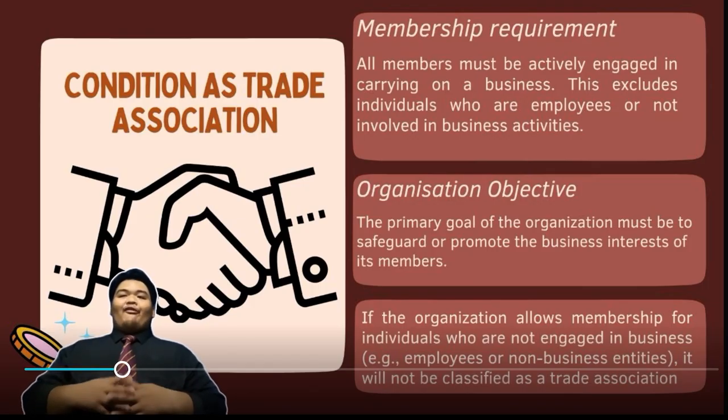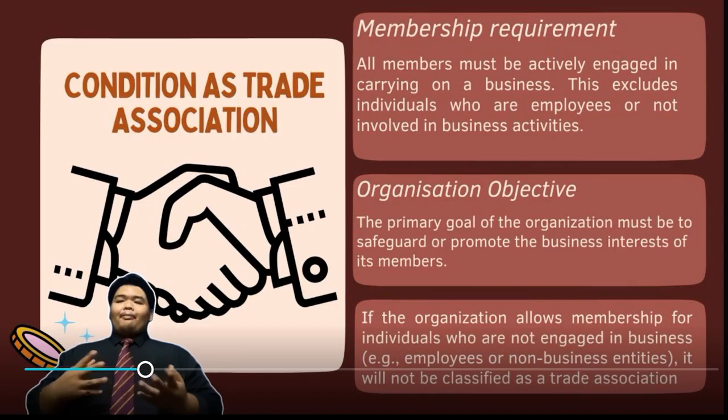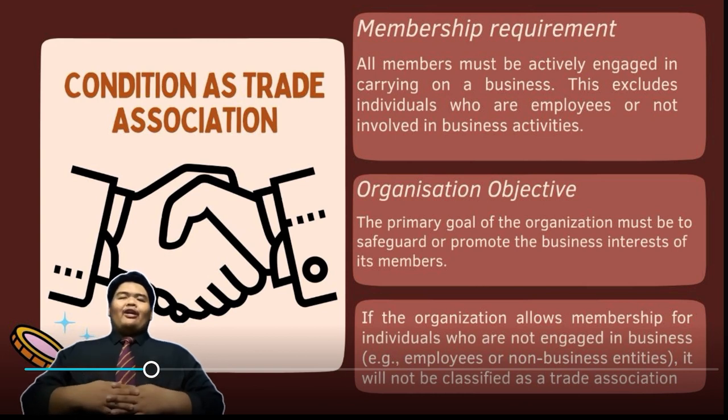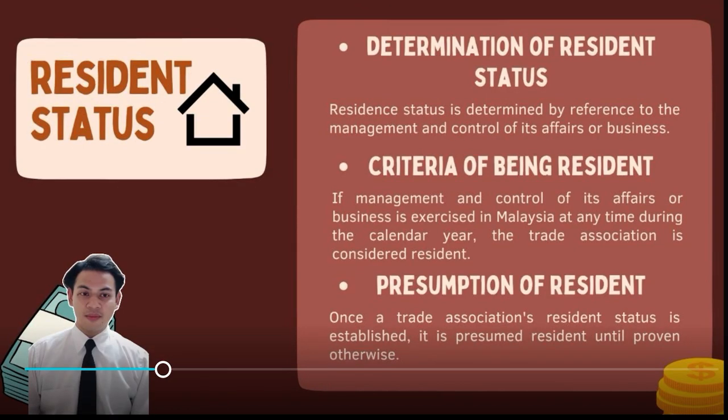Now, let's discuss the key conditions for an organization to qualify as a trade association. First, membership requirement. All members must be actively engaged in carrying on a business. Individuals who are employees or not involved in business activity are excluded. Second, organization objective. The primary goal of the organization must be to safeguard or promote the business interests of its members. But if the organization allows membership for individuals not engaged in business, such as employees or non-business entities, it will not qualify as a trade association.